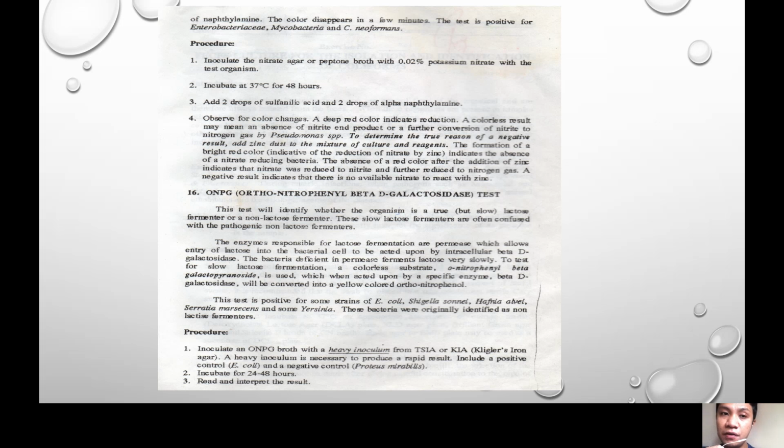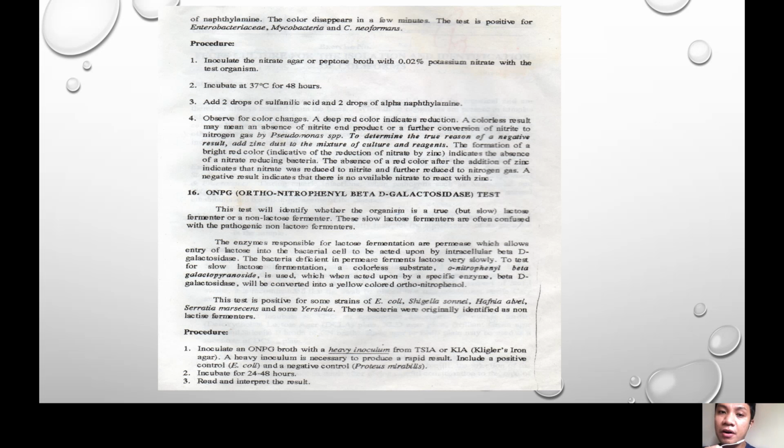But if after addition of zinc dust it is still colorless, then your bacteria contains the enzyme nitrate reductase and converts nitrate to nitrite. However, that bacteria further converts the nitrite to nitrogen gas. So no matter what you do, it will be negative, but that one is not a true negative.